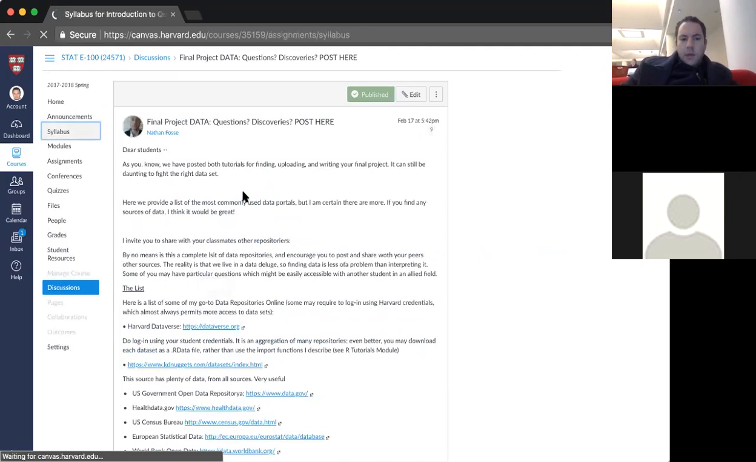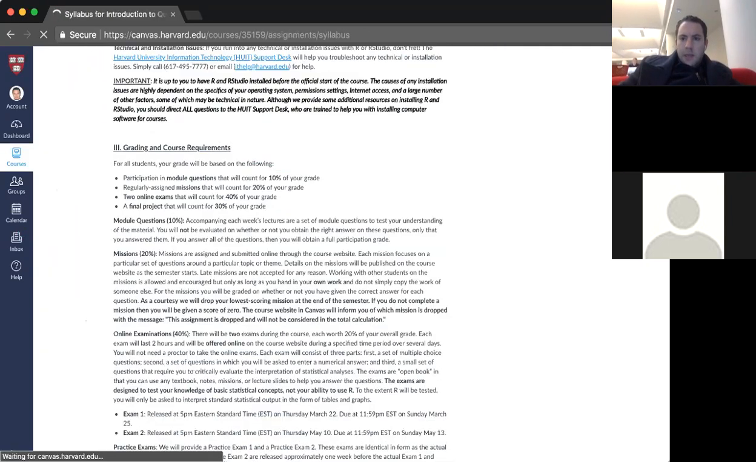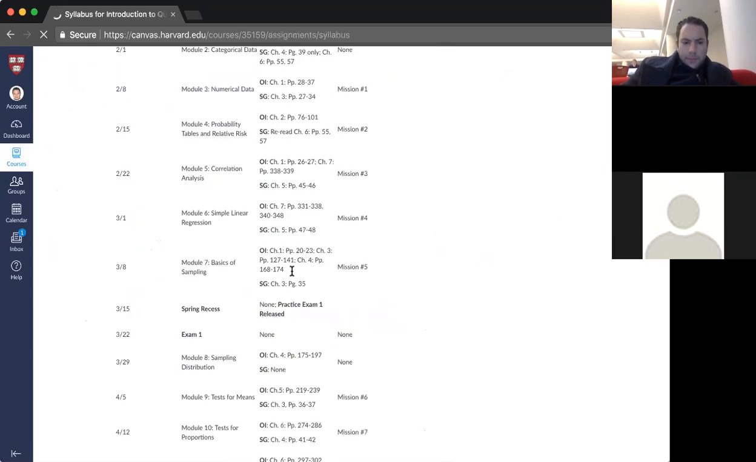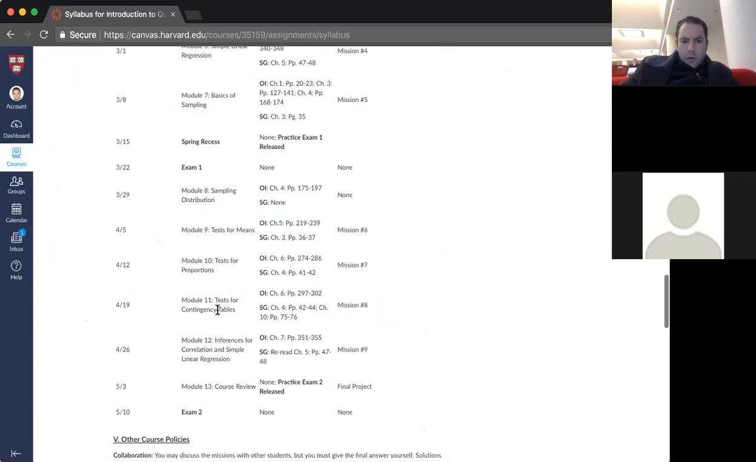Looking at where we are in the class, today is the 18th. Tomorrow we'll be talking about tests for contingency tables. That will be the next module, and we'll be learning about ANOVA and the chi-square test. After that, we'll be learning about inferences for correlation and regression. We've already covered correlation and regression; this is how to run a hypothesis test for those.